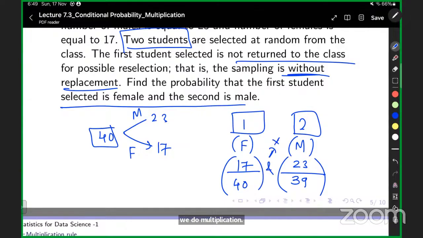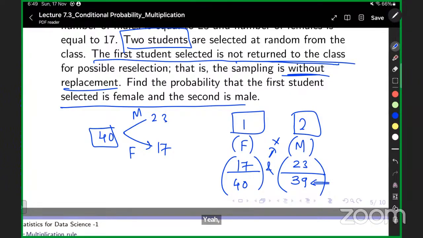Student: Sir, 39, sir, 40? Where does the 39 come from? No, sir, this is 39 only because we selected one guy. One girl, a female student, is selected. Initially 40 were there, then one is gone. So how many students do I have now after one got selected? 39. The first student selected is not returned to the class, so I can't send him back. So 39 only are left.